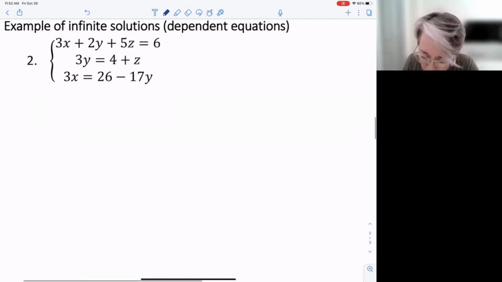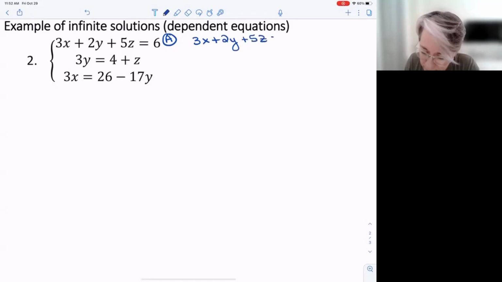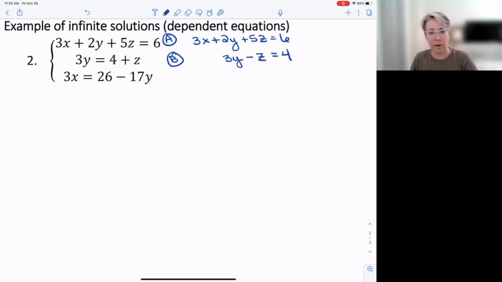So our equation A at the top, we would write 3x plus 2y plus 5z equals 6. It doesn't change. Equation B, however, we have a 3y. Let's subtract that z from both sides. So we get a negative z, or minus z, equals 4. Notice how we've lined up the variables.